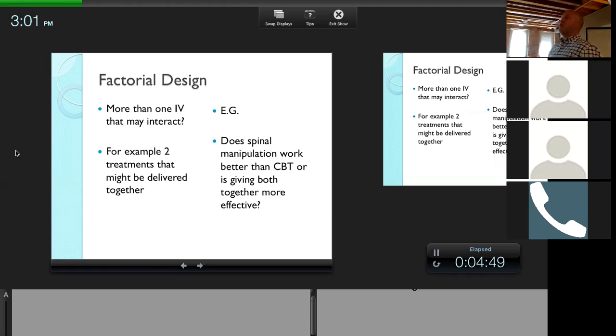If we want to ask slightly more complicated questions, then we might move up to a factorial design. We might want to know whether more than one intervention might interact. So you might ask a question: does intervention A work? Does intervention B work? Or does intervention A plus B work more? Does that make sense? Yeah. And in that instance, we might use a factorial design. So an example of that might be, does spinal manual therapy work better than CBT, or is giving both together more effective?